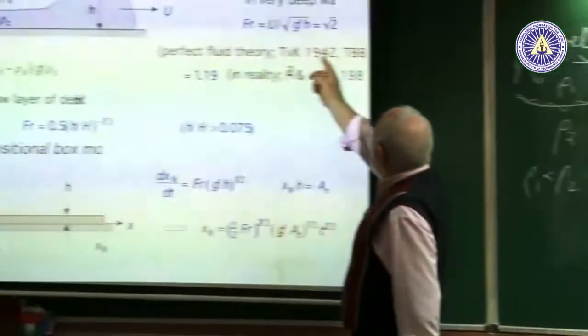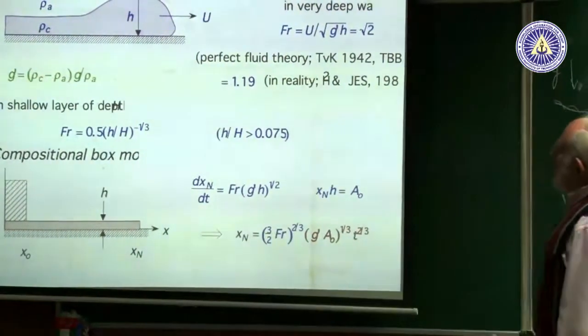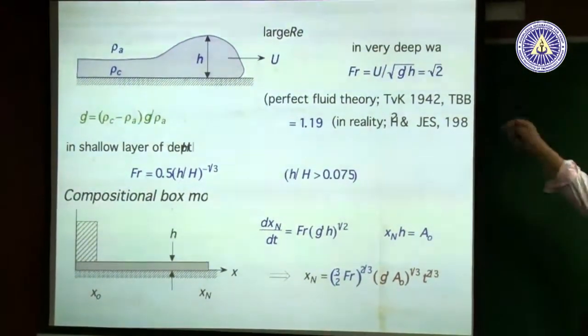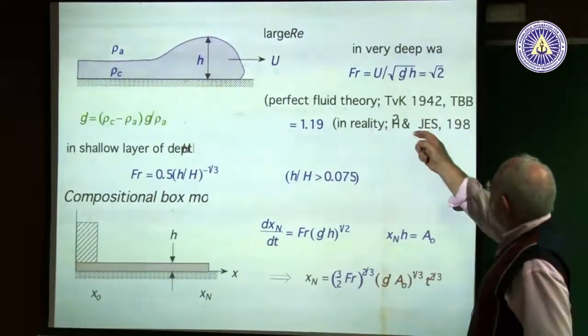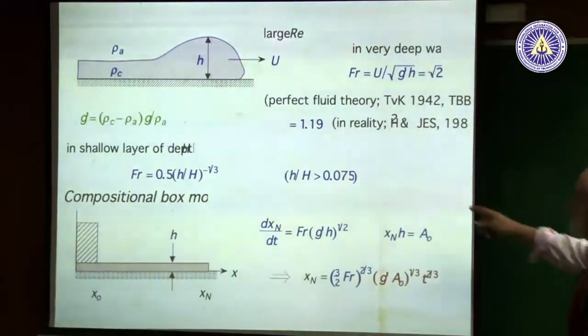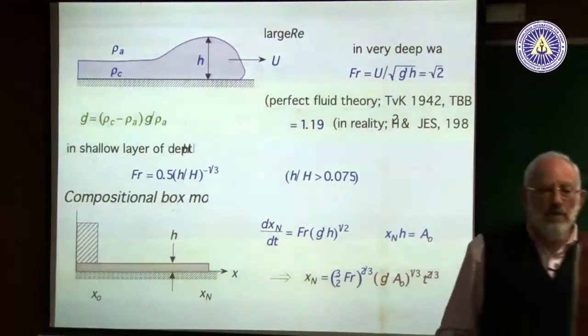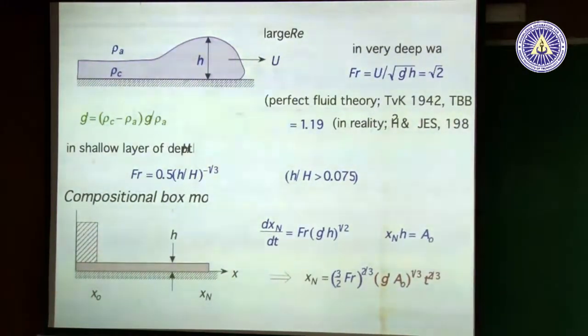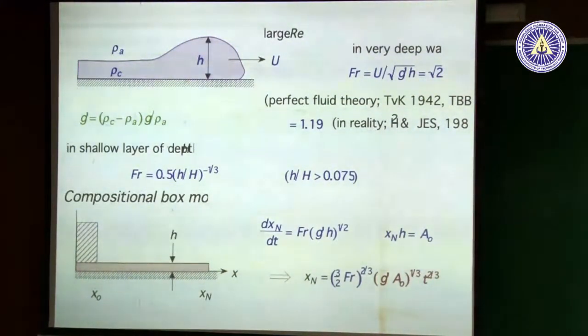So von Karman in '42 got root 2, Brooke Benjamin in '68 also got root 2, very disappointed, and John Simpson and I in 1982, I think, made some measurements and found that in actual fact it's 1.19, which is not very different to root 2. Now, how do we see how quickly it ought to go? Well, of course, what I'm going to say is dimensional analysis.